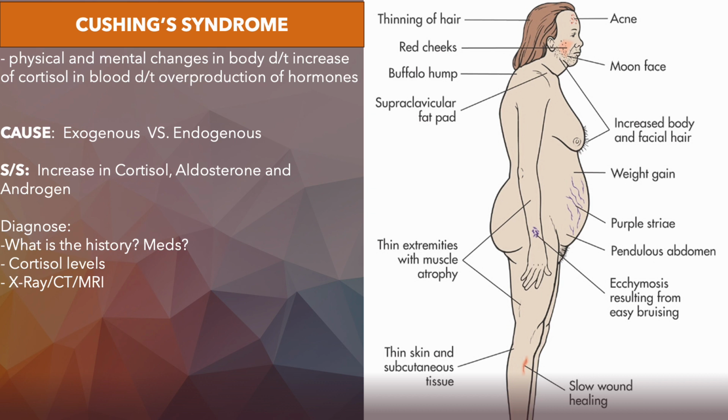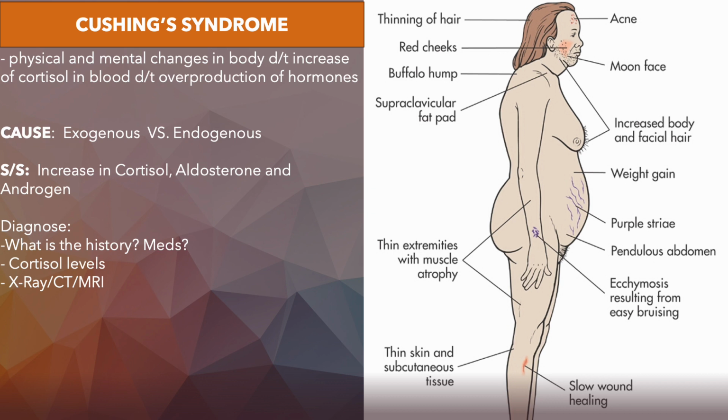And when the problem is in the pituitary gland, remember the pituitary gland releases ACTH. And ACTH is the hormone that communicates with the adrenal glands to make cortisol. So if we have a tumor in the pituitary gland that's secreting too much ACTH, then it's going to tell the adrenal gland, hey, keep on producing more cortisol, and then too much cortisol is going to cause the symptoms of Cushing's syndrome.